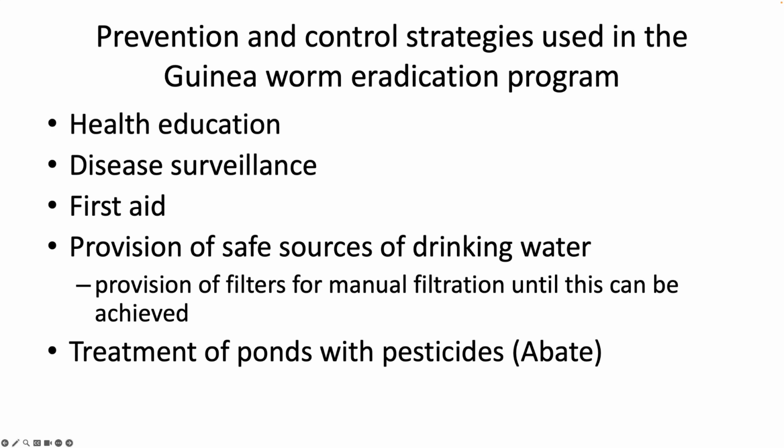But this isn't always possible. And in those cases, you could provide crude water filters that filter out the copepods I mentioned that carry the guinea worm larvae. And finally, treating some of the ponds with pesticides at low concentrations has been another strategy that's been used to prevent guinea worm.